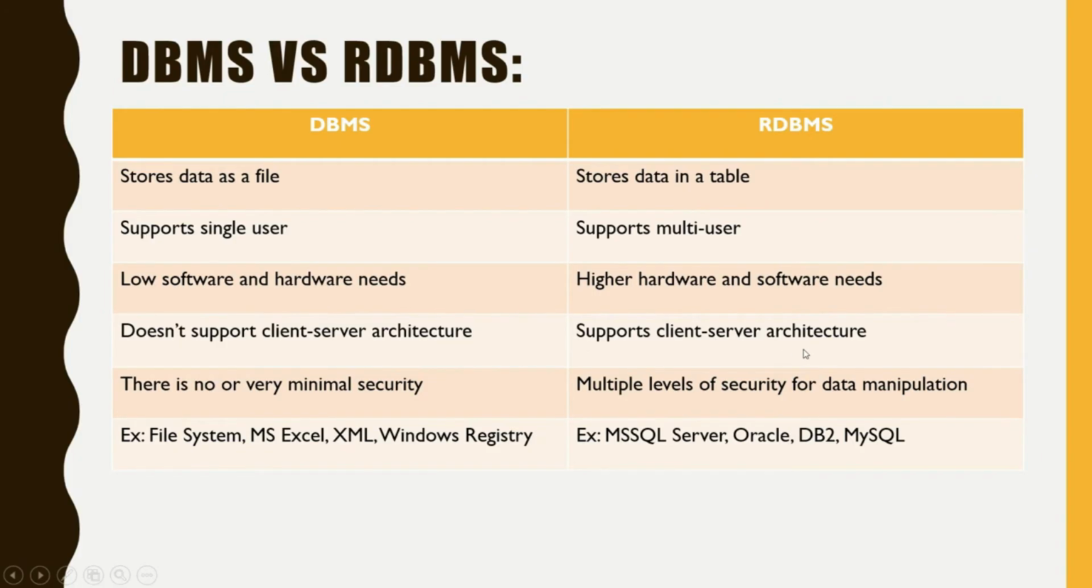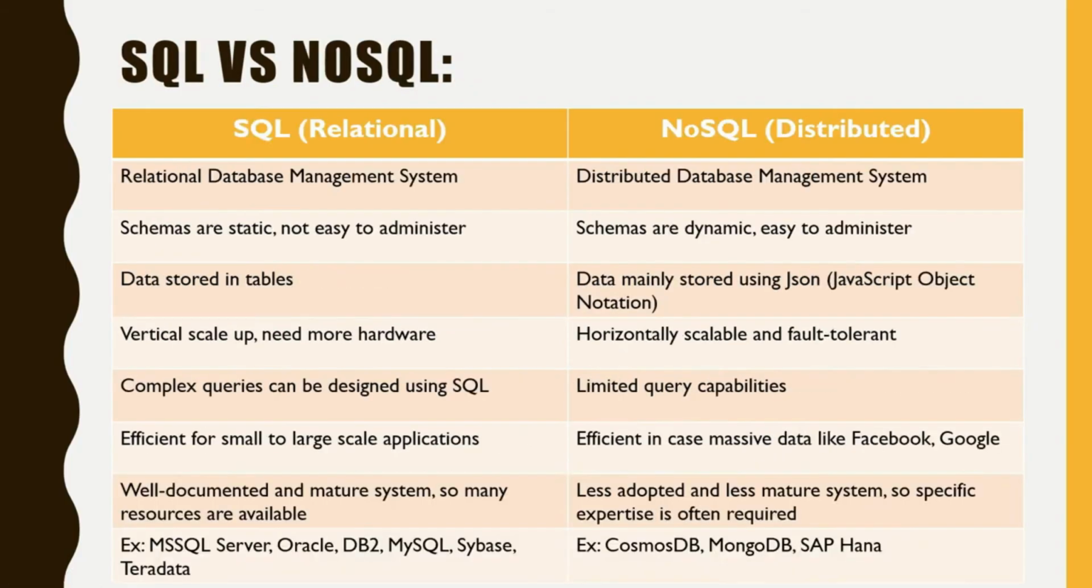DBMS doesn't support client-server architecture, as files cannot be maintained in one location and accessed from another location, whereas RDBMS supports client-server architecture, in which data is maintained on one server and all clients can access data from that server. There is very minimal or low security in the file system of DBMS, whereas RDBMS has multiple levels of security to maintain and to manipulate data. Examples of DBMS system are file systems, MS Excel, XML, Windows Registry, etc. Whereas examples of RDBMS are MS SQL, Oracle, DB2 and MySQL. Moving on to next topic, that is SQL versus NoSQL. We can also call it relational versus distributed system.